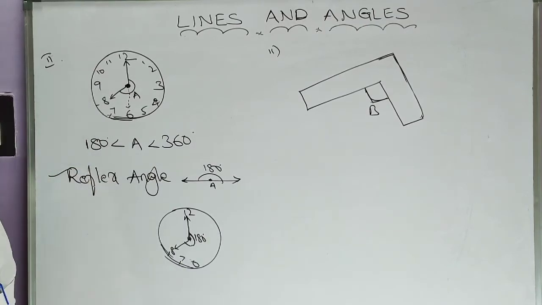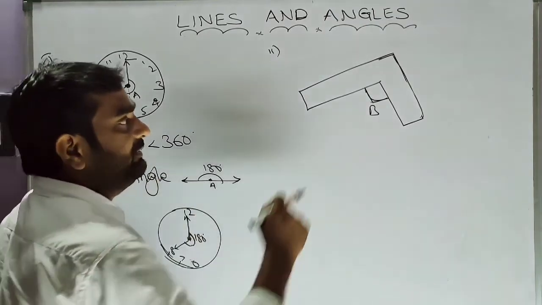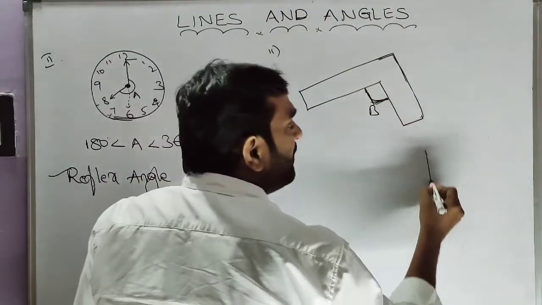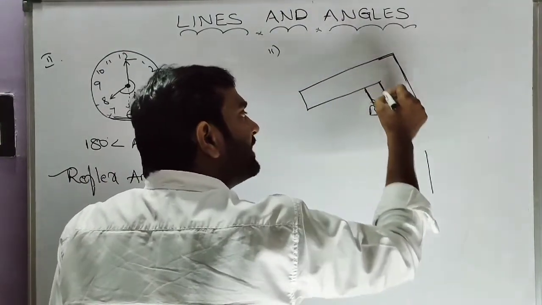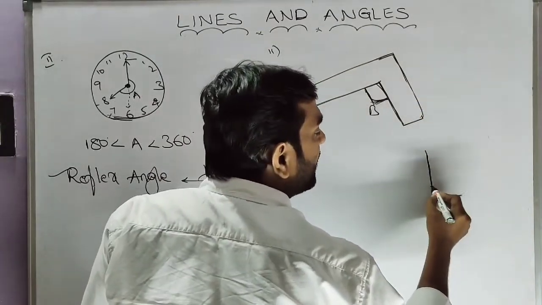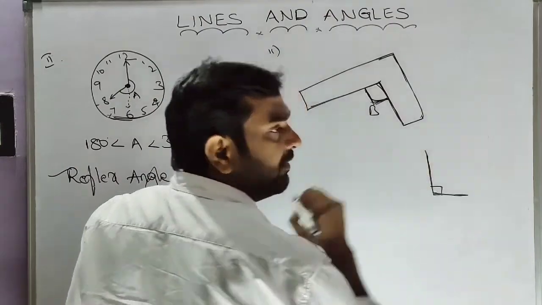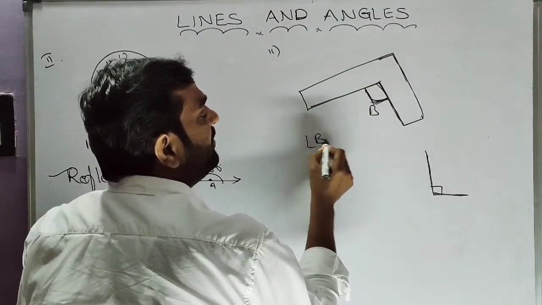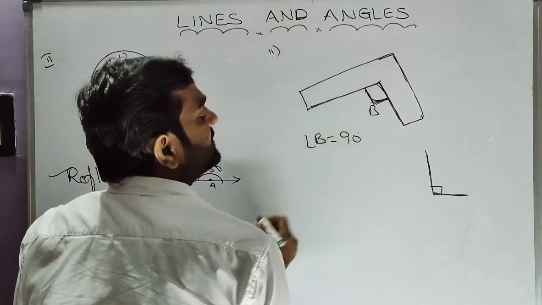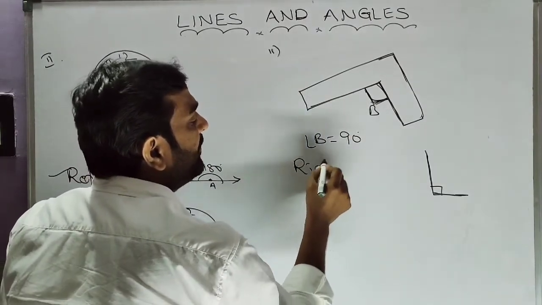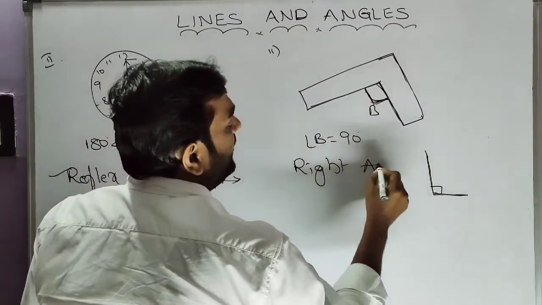Hope this is clear. Next one, the angle of this one. This line is perpendicular to this. If both are perpendicular, what is the angle? 90 degrees. Here, angle B is equal to 90 degrees. That is nothing but a right angle.